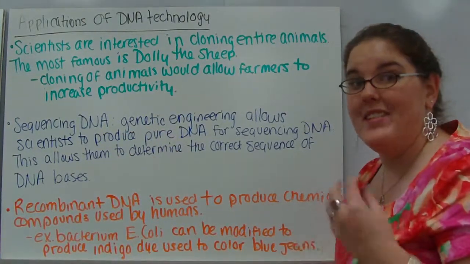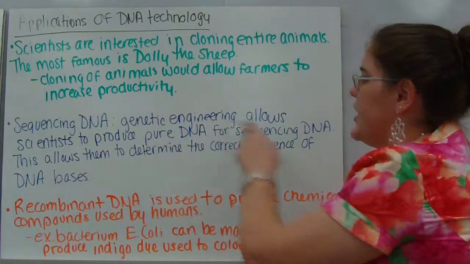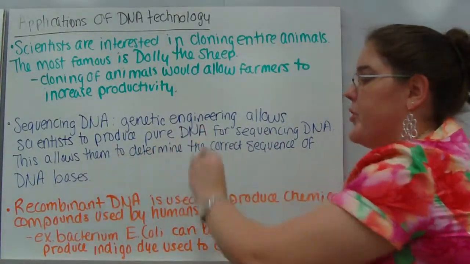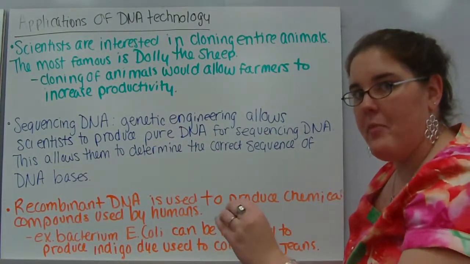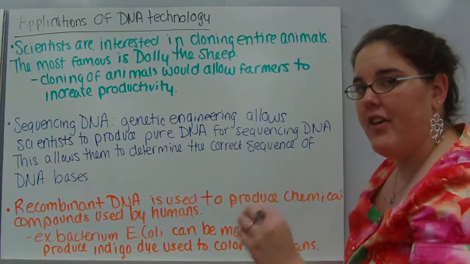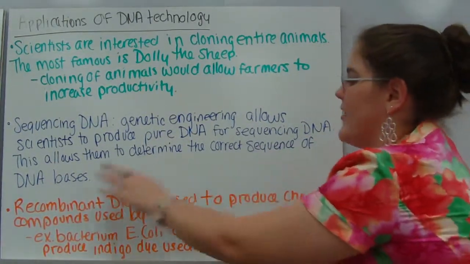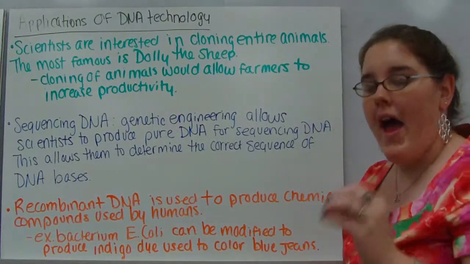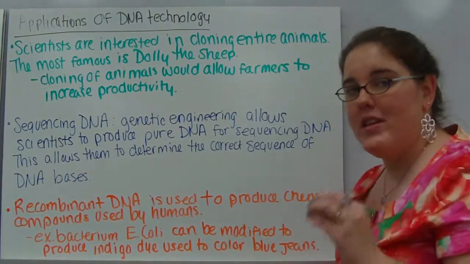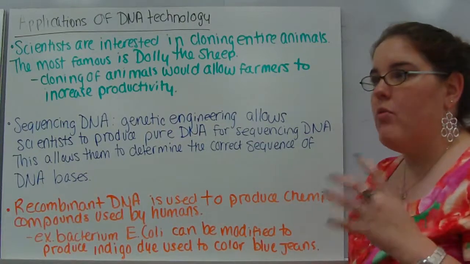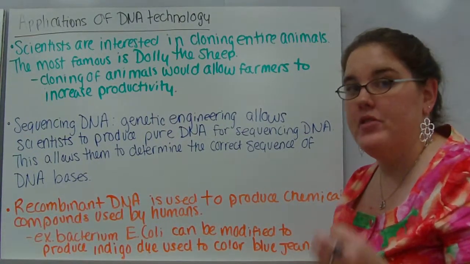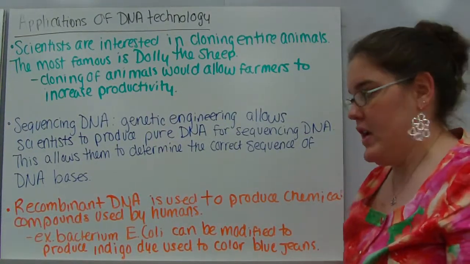So, for instance, the Human Genome Project. Genetic engineering allows scientists to produce pure DNA that they can look at under a microscope and tell exactly what our correct sequence of DNA bases would be. So how are these bases paired, and in what sequence are they paired, and in what way might we experience a mutation or something wrong with our DNA?